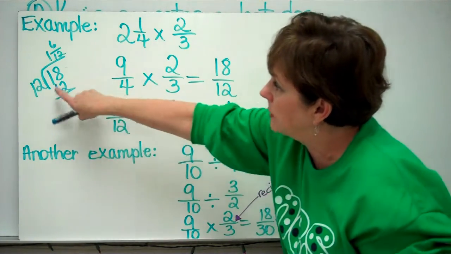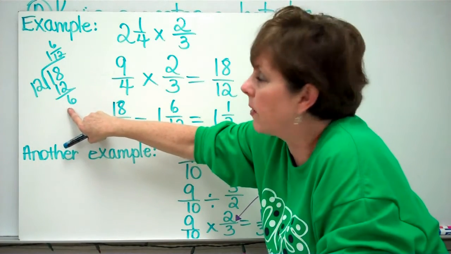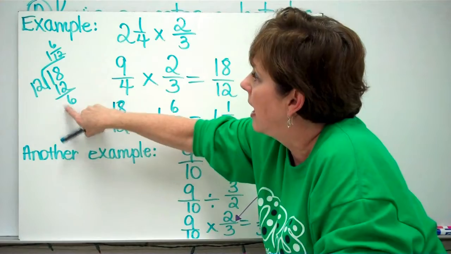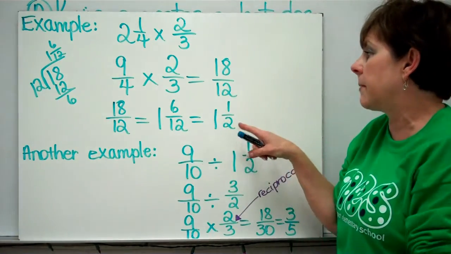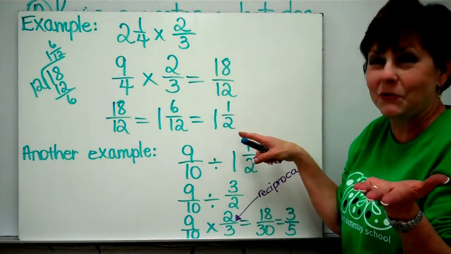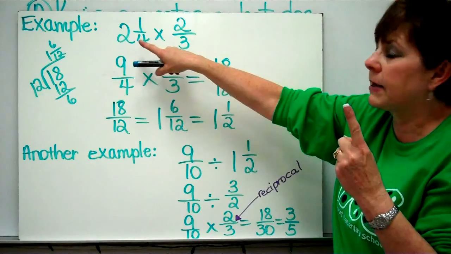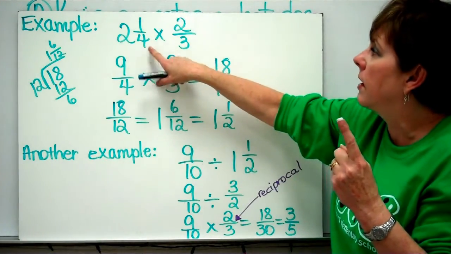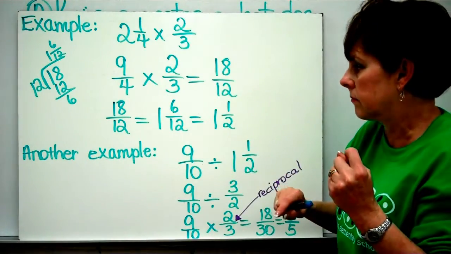Change your result back into a mixed number. Remember, 18 divided by 12 is 1 with a 6 of a remainder, we make it into a fraction, and we make it into 1 6/12. 6/12 can be simplified. This is one of those times it's necessary: 1/2. So, back to our original problem, 2 1/4 times 2/3 is 1 1/2.